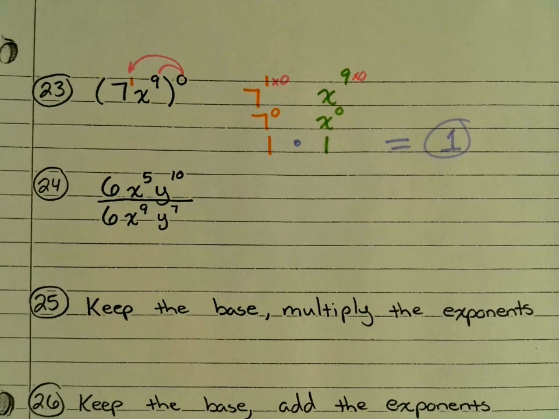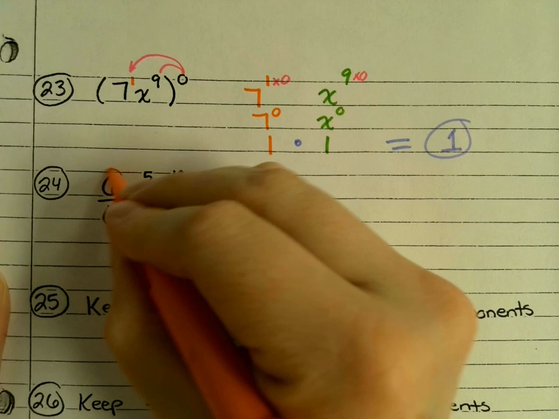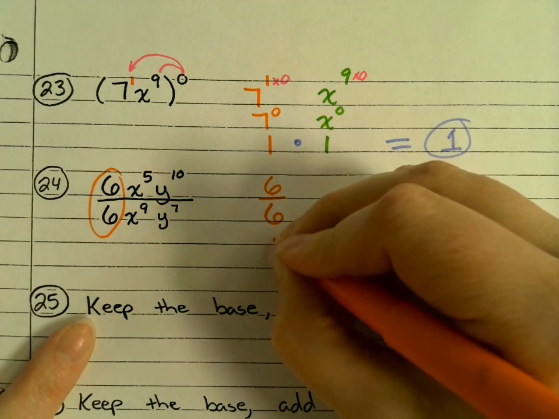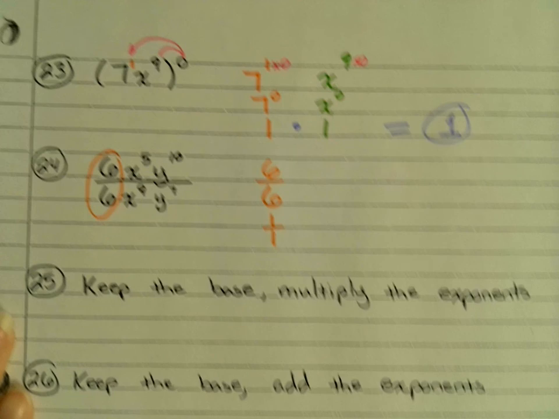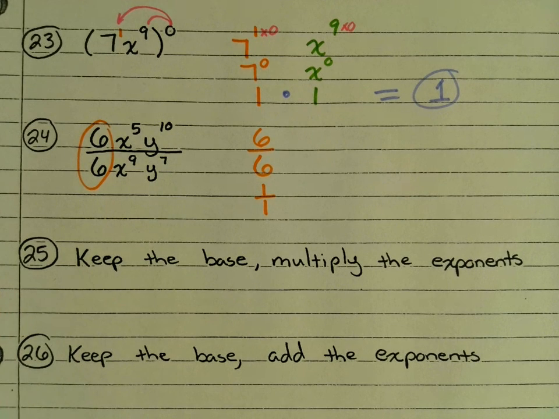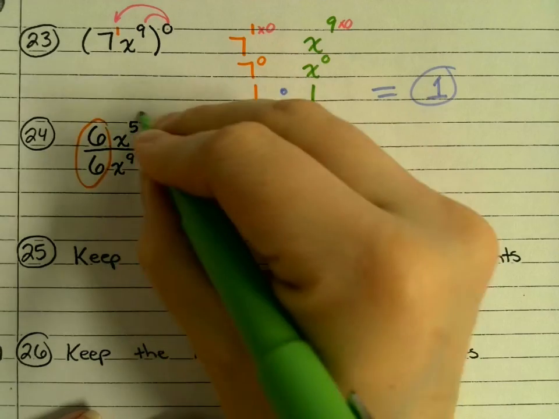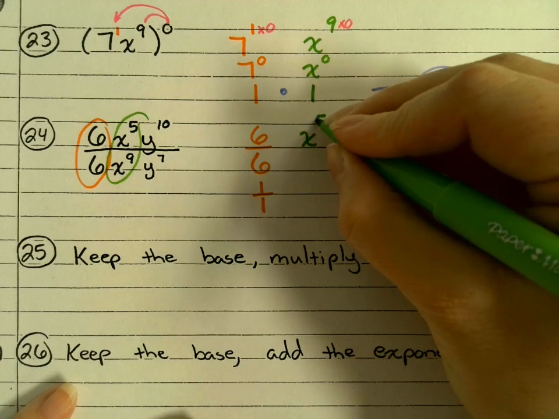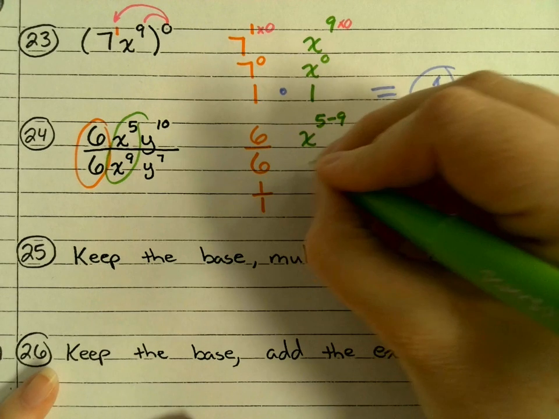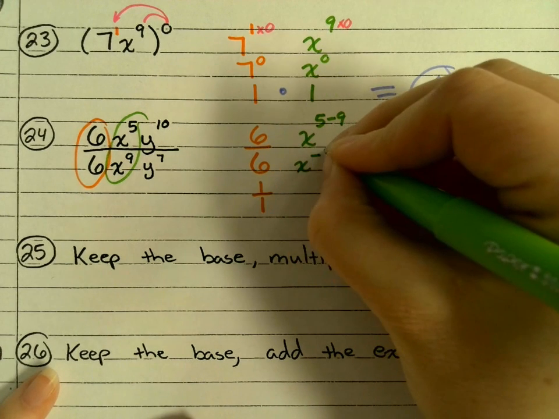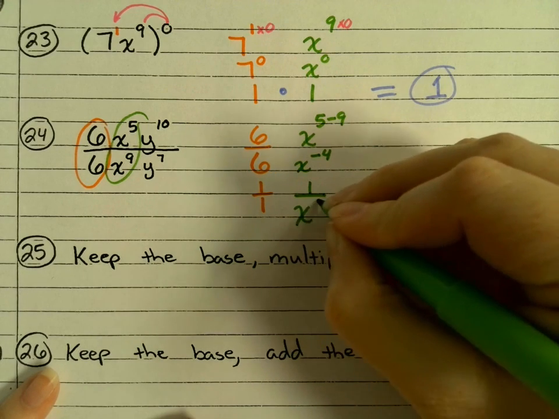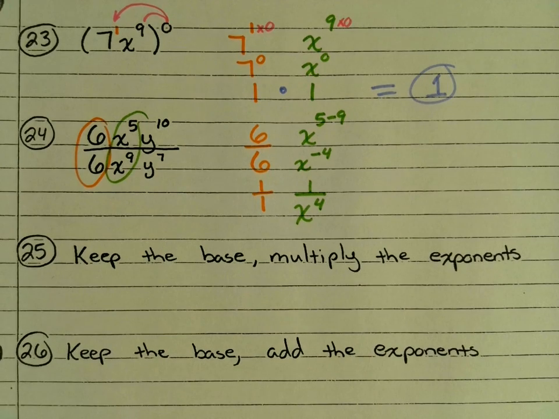Okay, for problem number 24, 6 over 6 can simplify to 1 over 1. X to the 5th over x to the 9th. I'm going to take the 5 and subtract the 9. That's going to give me x to the negative 4th. And x to the negative 4th will automatically default to the bottom. So we get 1 over x to the 4th.